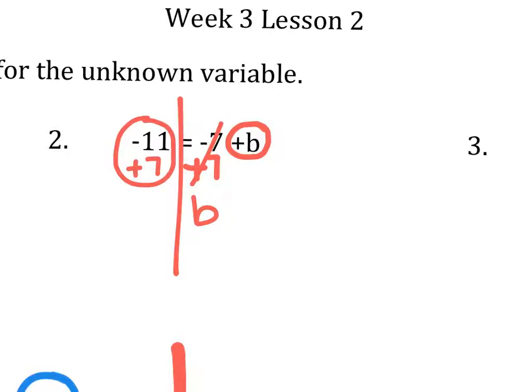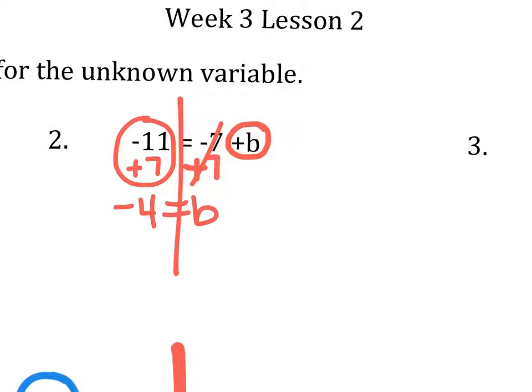7 positives and 11 negatives. Draw tiles if you feel comfortable doing it that way. If you could do mental math, that's fine too. So I know 7, 11 can't be taken away from 7. So 7, 8. That is 4, negative 4. And that is my answer for b.